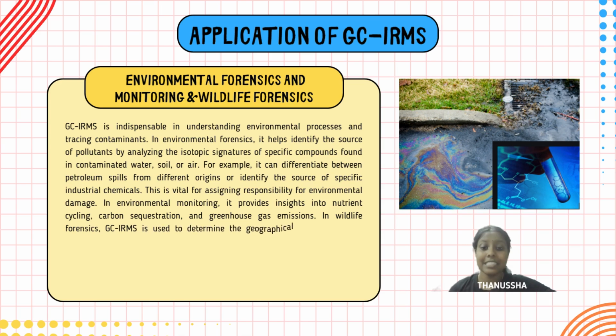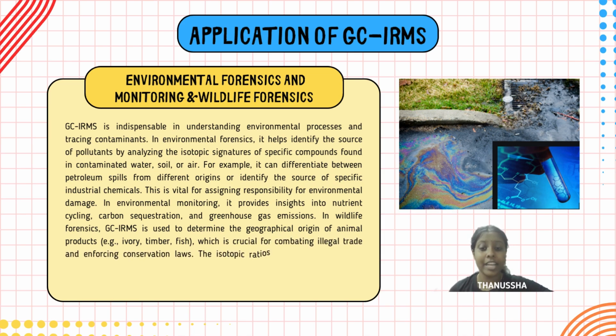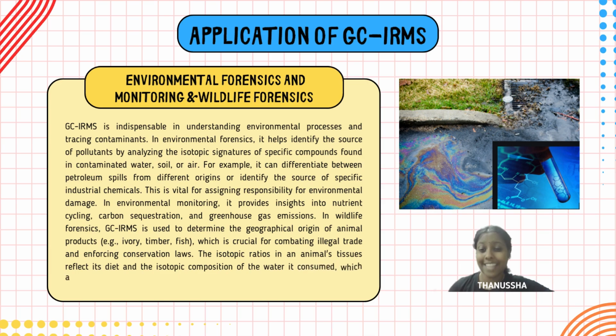In wildlife forensics, GC-IRMS is used to determine the geographical origin of animal products such as ivory, timber, and fish, which is crucial for combating illegal trade and enforcing conservation laws. These isotopic ratios in an animal's tissue reflect its diet and the isotopic composition of the water it consumes, which are influenced by the local environment.